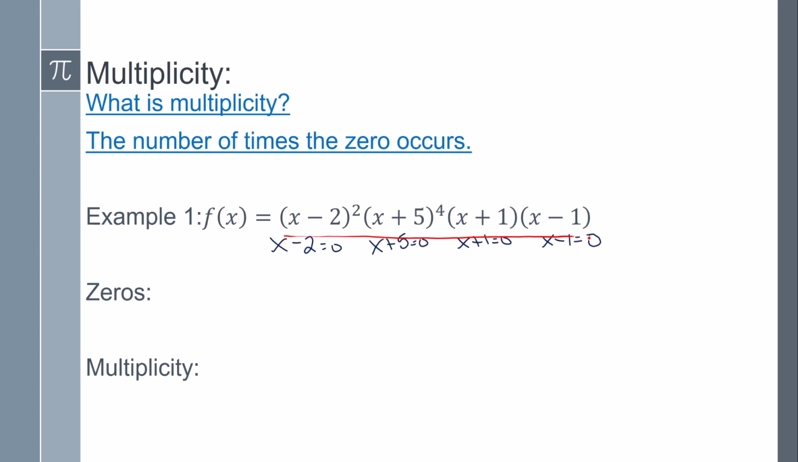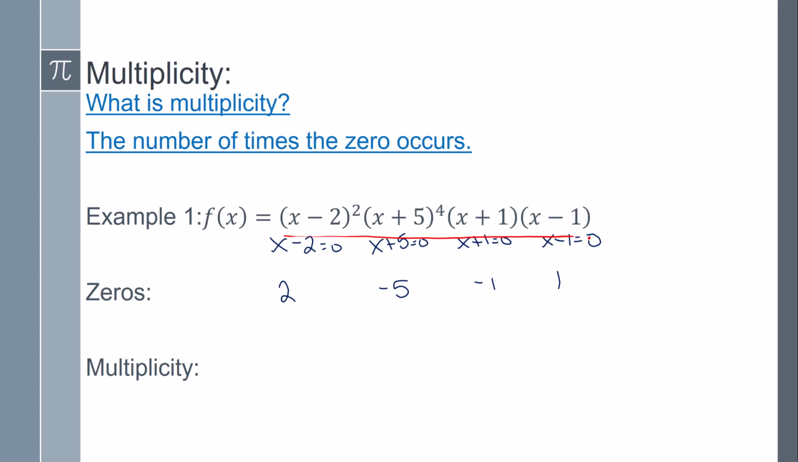X minus 2 equals 0, x plus 5 equals 0, x plus 1 equals 0, and x minus 1 equals 0. Solve for each one, and you get x equals 2, x equals -5, x equals -1, and x equals +1.